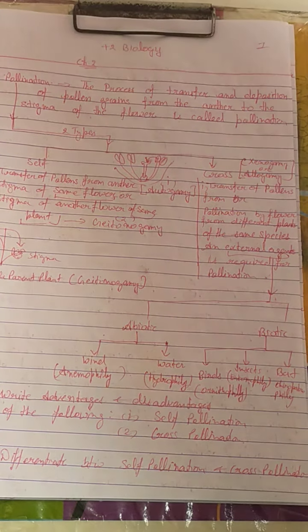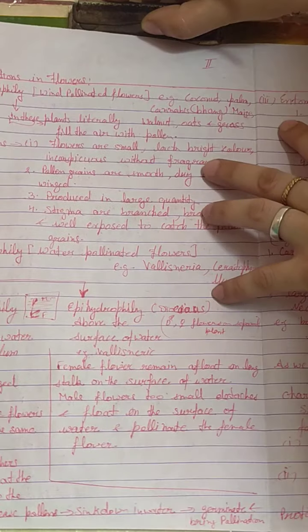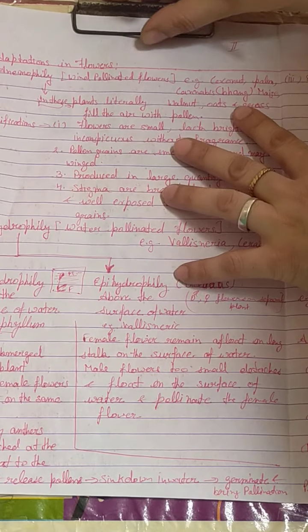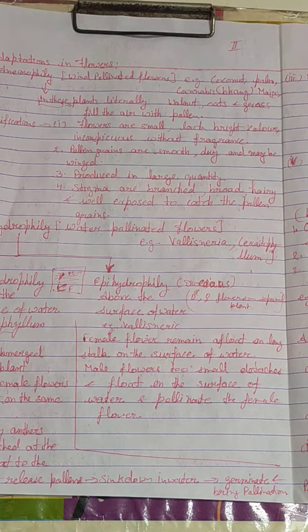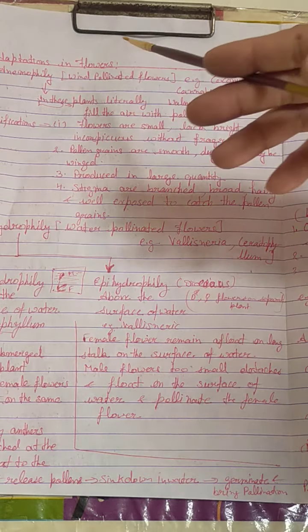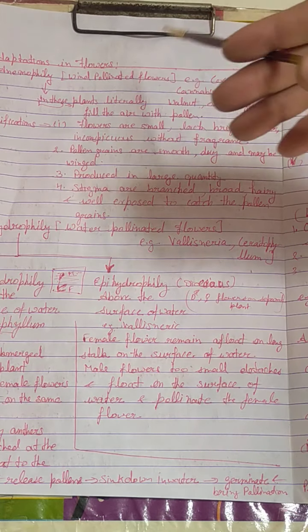Next we will discuss them one by one. First let us take the adaptations in flowers. There are some flowers in which cross-pollination occurs, and these flowers are adapted. They have some adaptations according to the mode of pollination. So let us see these adaptations.